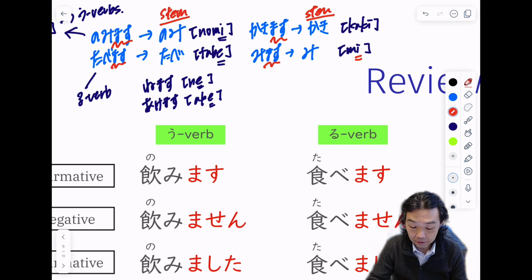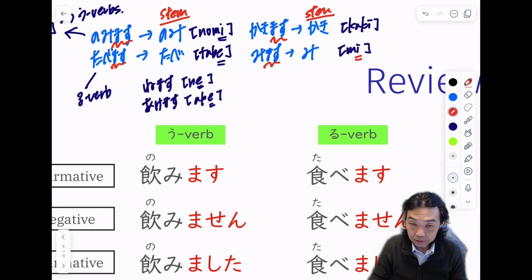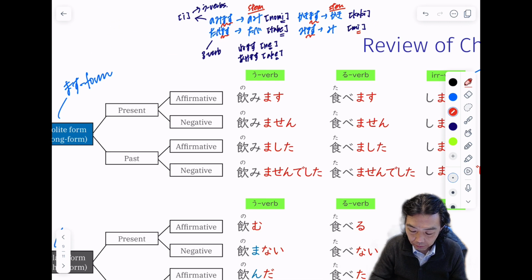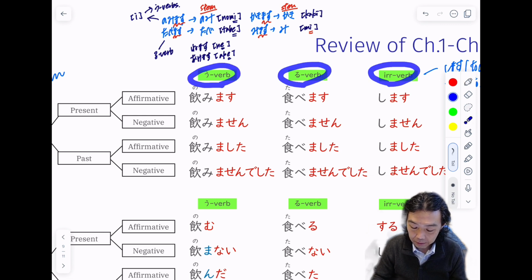So usually this works but not always. If you don't know, the best way to figure it out is to pay attention to how the stem ends. If it ends with i, your best bet is that it's a u verb, almost always a u verb, but there are some exceptions. Some verbs whose stems end with i can be ru verbs. So these are the three different verb types.